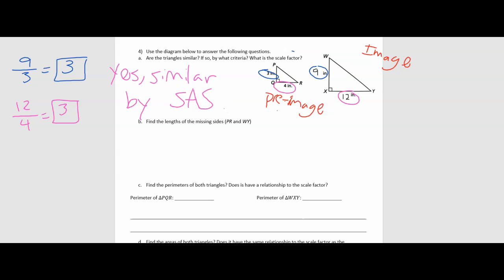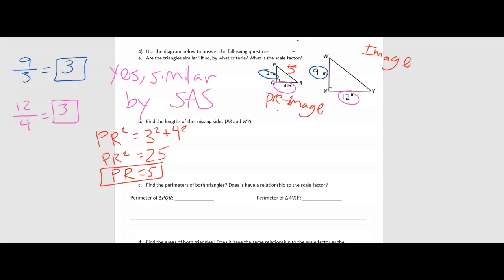Part B says find the lengths of the missing sides. So go ahead and see if you could find those, PR and WY. Okay, so hopefully we see that these are right triangles, so we just do a Pythagorean theorem. So we have PR squared is equal to 3 squared plus 4 squared. So I get PR squared is equal to 25, which means that PR is equal to 5.